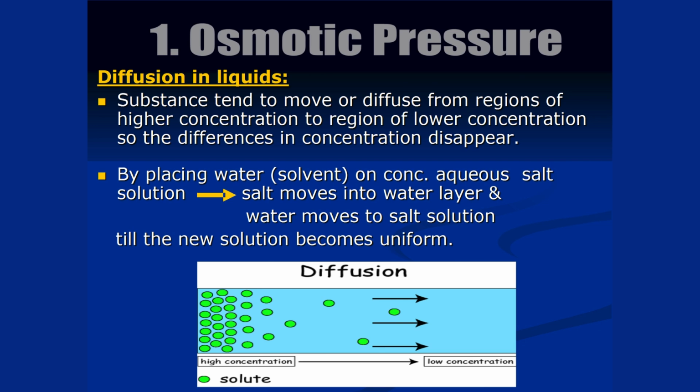1. Osmotic pressure. Let's explore the first one, osmotic pressure. To understand it, let's first talk about diffusion in liquids. Substances tend to move or diffuse from regions of higher concentration to regions of lower concentration until the differences in concentration disappear. For example, by placing water, the solvent, on a concentrated aqueous salt solution, the salt moves into the water layer and water moves into the salt solution until the new solution becomes uniform. This image illustrates diffusion, showing movement from an area of high concentration to an area of low concentration.